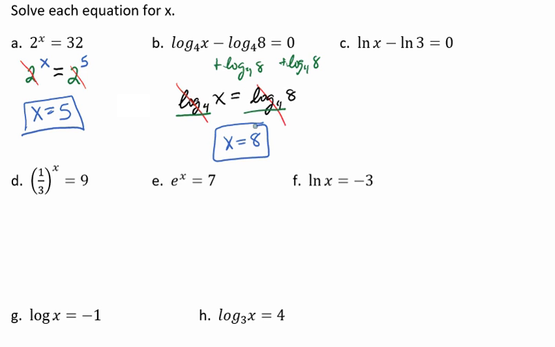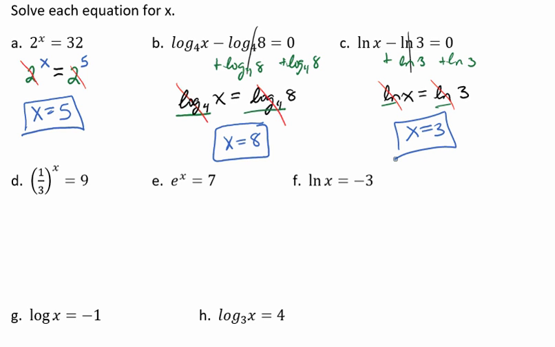Problem C is going to work similar to what we just did. So we'll add that natural log of 3 to both sides, which will give us the natural log of x equals the natural log of 3. And because they're both natural logs, we're able to cancel those out and see that x is going to equal 3. Letter D is going to be very similar to letter A, in that we're looking for a base and how we can rewrite those.